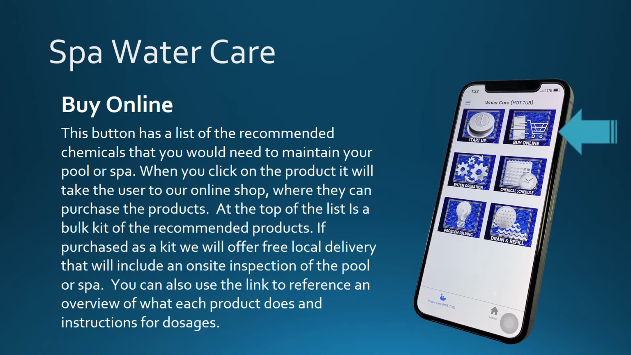On the top right is the Buy Online button. This button has a list of recommended chemicals that you would need to maintain your pool or spa. When you click on the product, it will take the user to our online shop where they can purchase products. At the top of the list is a bulk kit of recommended products to get you through most of the season.